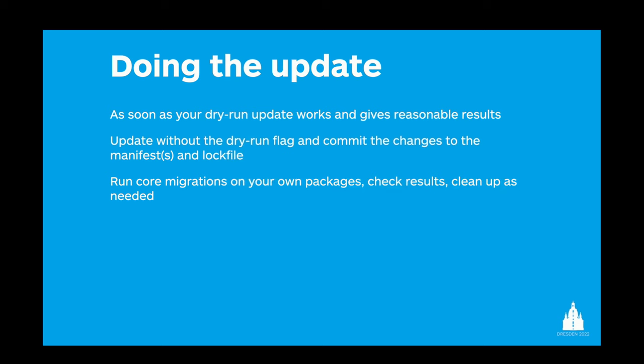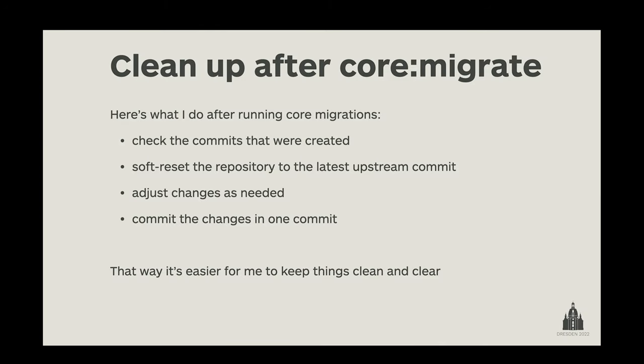So on your own packages, run the core migrations, check the results. I usually clean up after a core migrate. What it does is it creates a commit for each migration, so you can easily inspect what it has been doing. And what I usually do is I look at those commits and then I soft reset to the commit before, and I just make one commit out of these per package that I want to update.